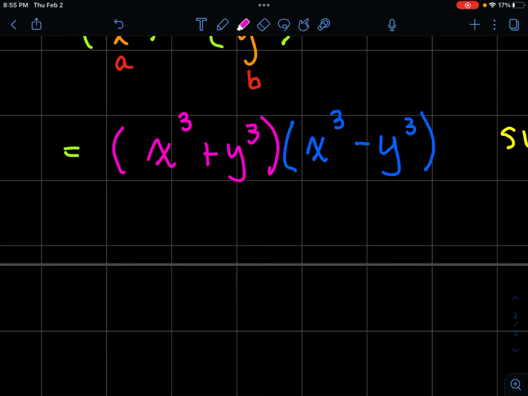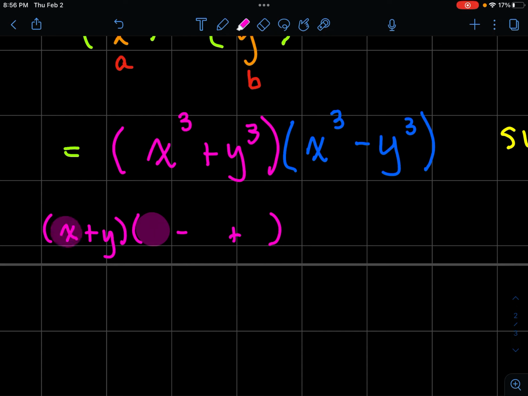What would we have to raise to the third power to get x to the third power? Well, that's x. What do we have to raise to the third power to get y to the third power? That's a y. So wherever you see an a in our factored form, we're replacing it with an x. Wherever you see a b, you're replacing it with the letter y. So just for the pink parenthesis, because it's the sum of cubes, we have x plus y. And we need to fill in our second parenthesis.